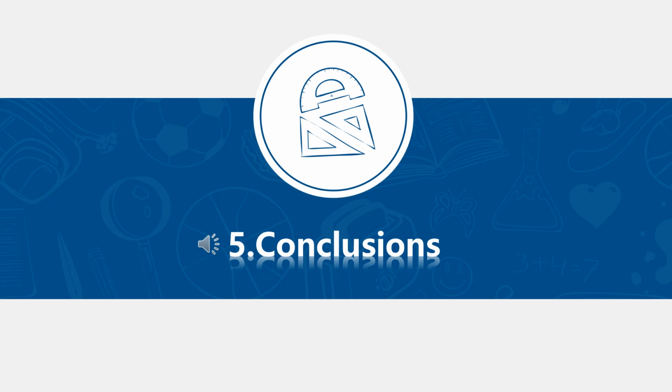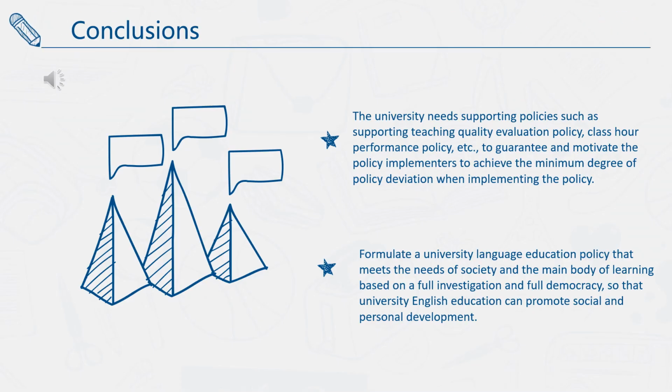Now let's see the last part, conclusions. As for the conclusions, the university needs supporting policies such as supporting teaching quality evaluation policy, class hour performance policy, and so on, to guarantee and motivate the policy implementers to achieve the minimum degree of policy deviation when implementing the policy. Formulate a university language education policy that meets the needs of society and the main body of learning based on a full investigation and full democracy, so that university English education can promote social and personal development.